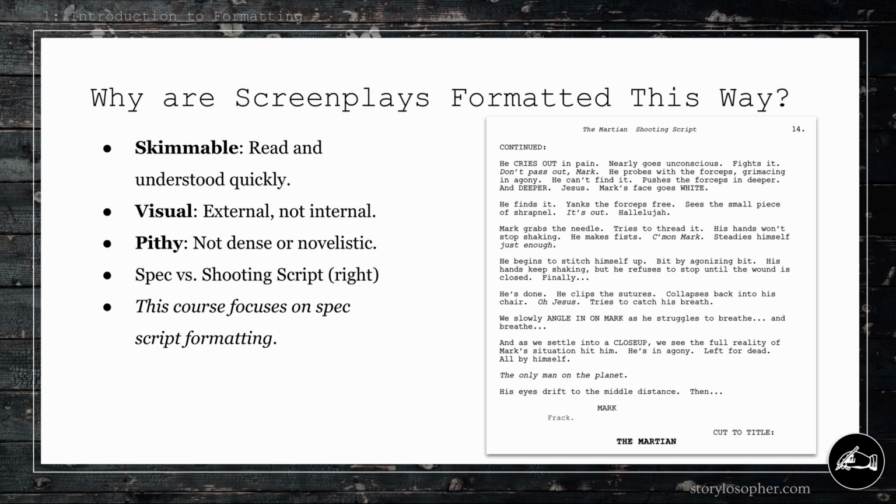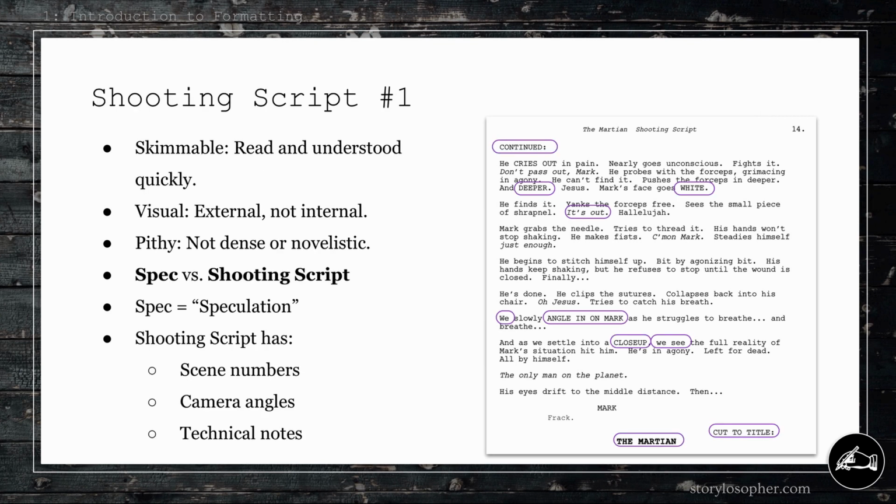The other main difference between that and the shooting script is the producers have already picked the crew, they've already picked the director and the cinematographer, and then they go through the script and they make a bunch of changes based on the way that they want to film it, the way they envision it. And so that's why a shooting script will have scene numbers, it'll have camera angles, and it'll have a lot of technical notes that you won't see in a spec script.